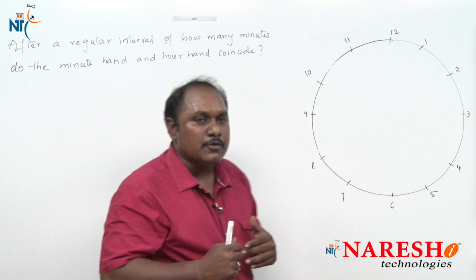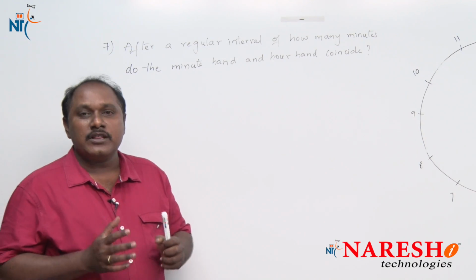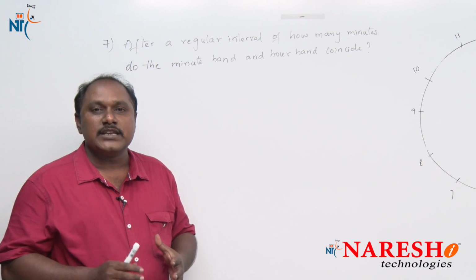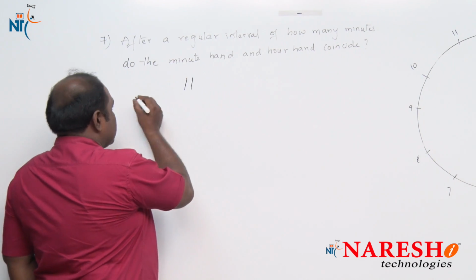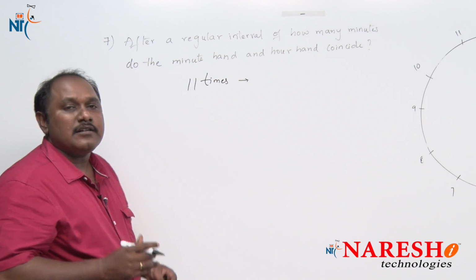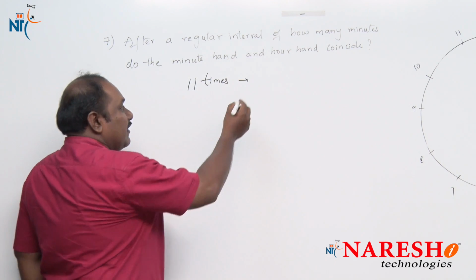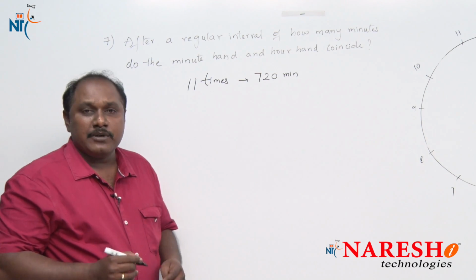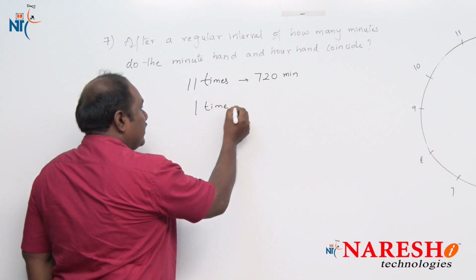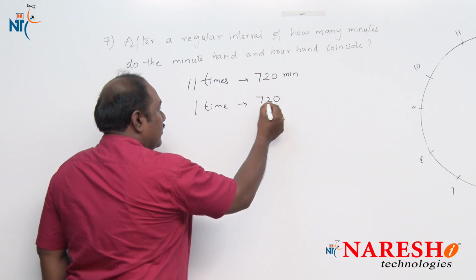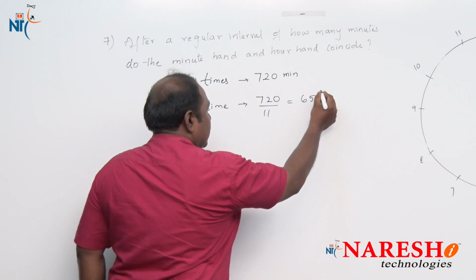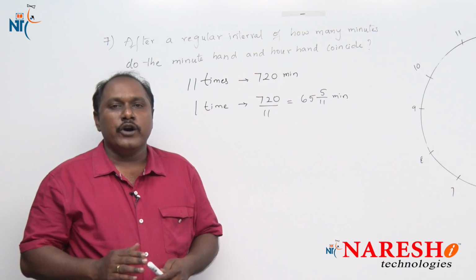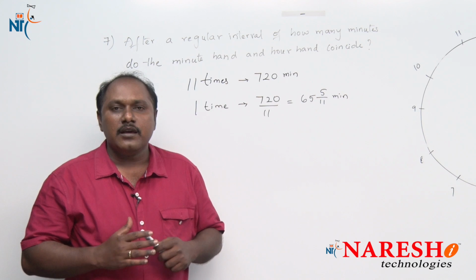Now the other way to tell the answer for this question. Now let us try to answer this question based upon the answer we have learned from the previous question. That is, in 12 hours, the minute hand and hour hand coincide 11 times. To coincide 11 times, the minute hand and hour hand take 12 hours. 12 hours is 720 minutes. So to coincide 11 times, the time taken is 720 minutes. Then to coincide one time, how many minutes will they take? 720 by 11. Solving this, we get 65 5 by 11 minutes. So the minute hand and hour hand coincide after every 65 5 by 11 minutes.